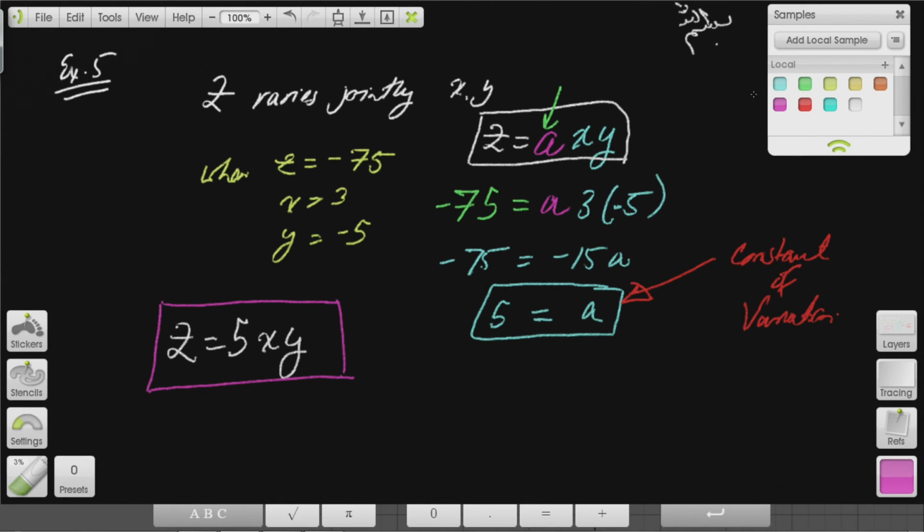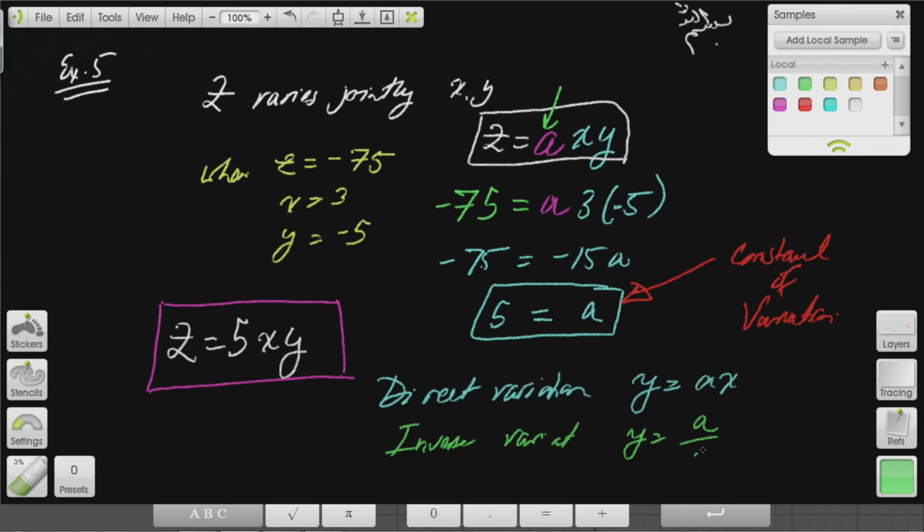This is the equation that represents the relationship between these three jointly related variables. Today we reviewed direct variation, which was y equals a times x, and then we learned about inverse variation, which was y equals a over x, and we also learned about joint variation, like this. This is the beginning of this chapter, and these are very important concepts, very useful in daily mathematical endeavors. I hope you appreciate that and know this very well.